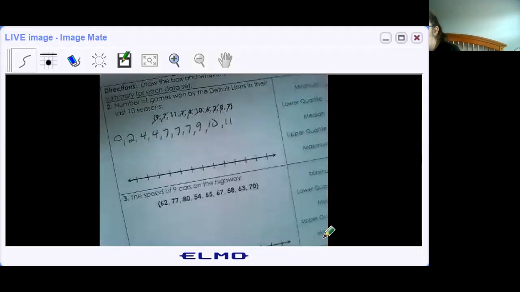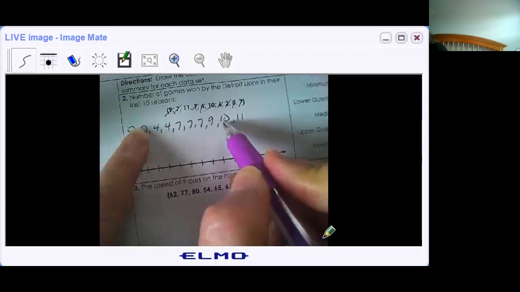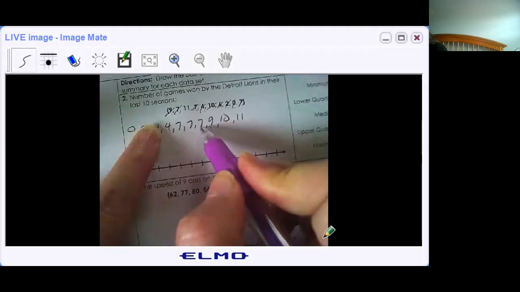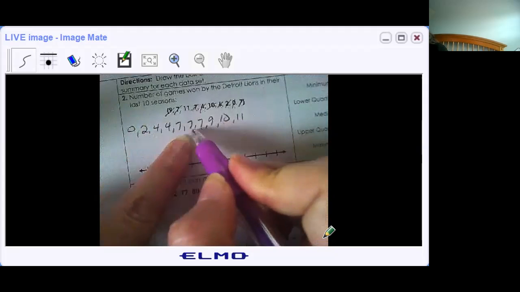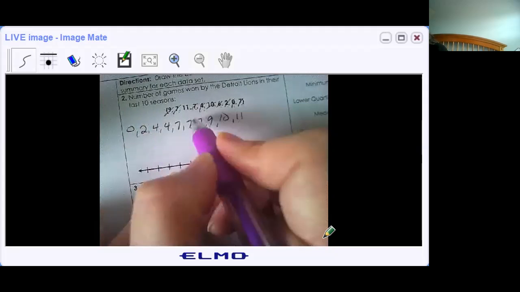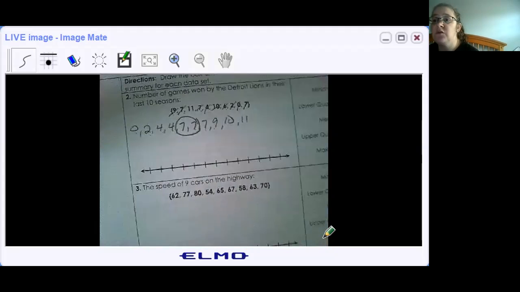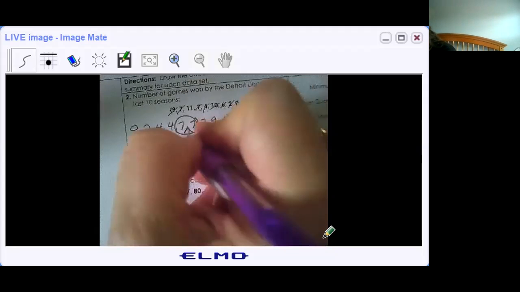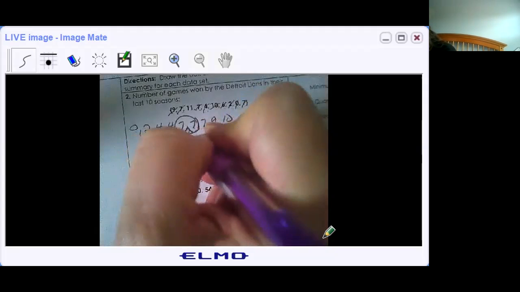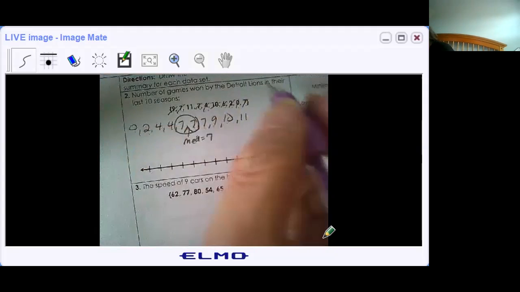The next thing I want to do is find my middle, find my median. So I'm going to count in 1, 2, 3, 4, 5. Let me make sure I did that correct. 1, 2, 3, 4, 5. 1, 2, 3, 4, 5. So these 2 are in the middle. Well, what do you notice about those numbers? They're both 7. So 7 plus 7 is 14 divided by 2 is going to take me back that my median is 7.